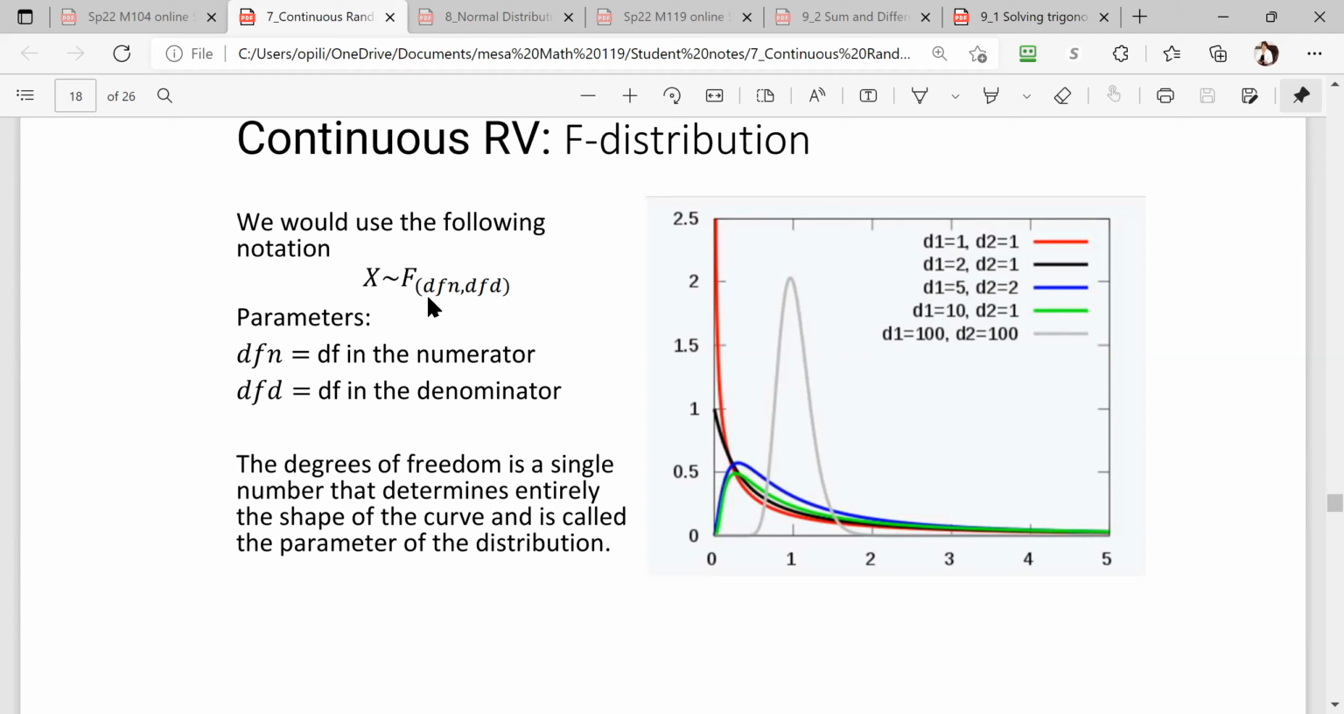And for the purpose of this unit, those 2 parameters will be given to you. You don't have to guess them. And later on, when we use F distributions later in this course, we'll learn how to figure out those parameters. But for now, we just want to get familiar with this distribution and know how to figure out probability values under this density curve.